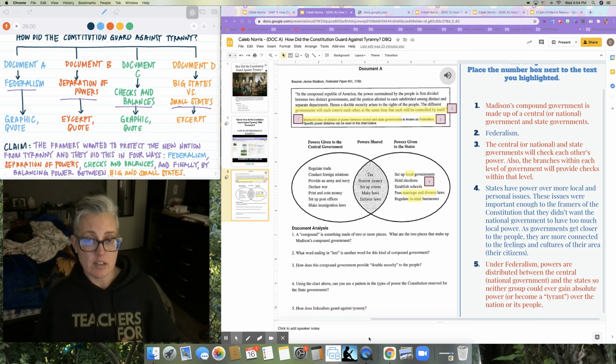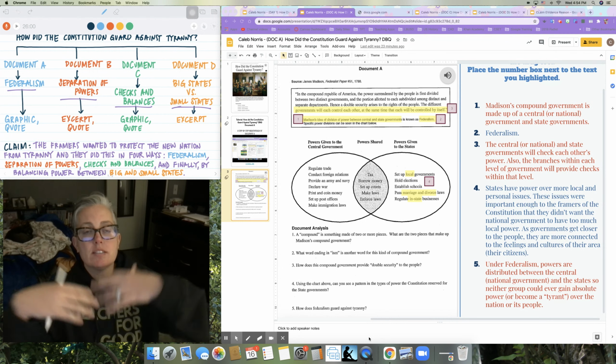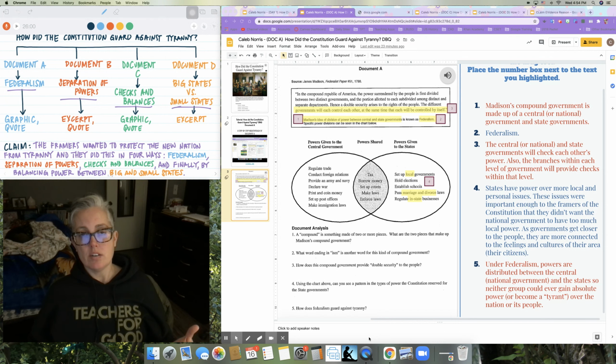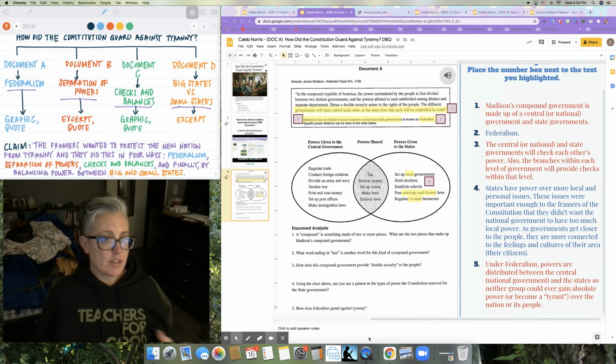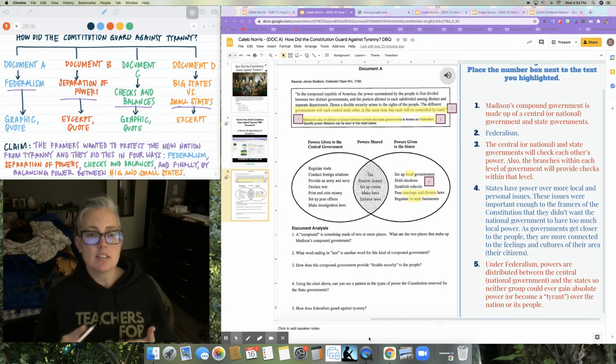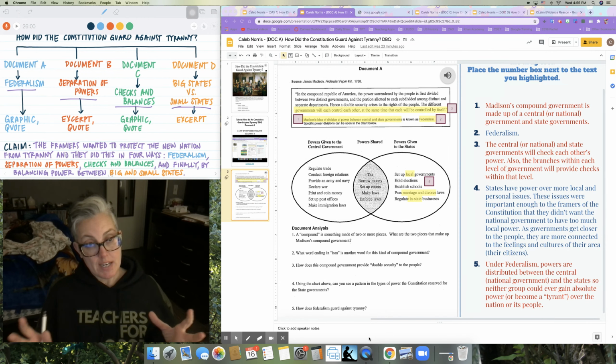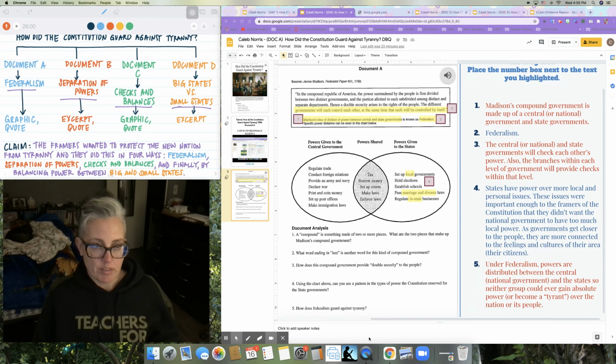And we used it to write our claim. Our claim, as you know, is what's going to answer our overarching question. So if our question is, how did the Constitution guard against tyranny? After looking at all of these documents, the claim we came up with was that the framers wanted to protect the new nation from tyranny, and they did this in 4 ways: federalism, separation of powers, checks and balances, and finally, by balancing power between big and small states. So now that we've mapped it out, let's talk about what we're going to do with this.